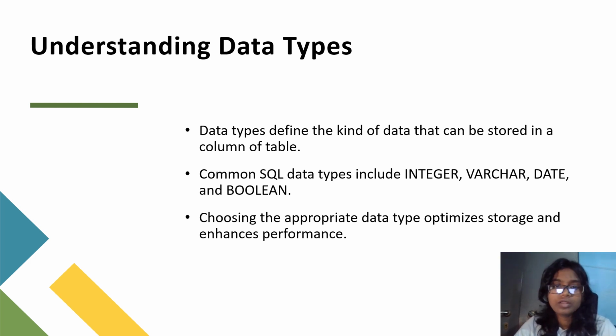Understanding data types. Data types define the kind of data that can be stored in a column of a table. Common SQL data types include integer, or we can write it as int, varchar, date, and boolean. Boolean is nothing but zero or one, where 0 is defined as false and 1 is defined as true. Choosing the appropriate data type optimizes storage and enhances performance.